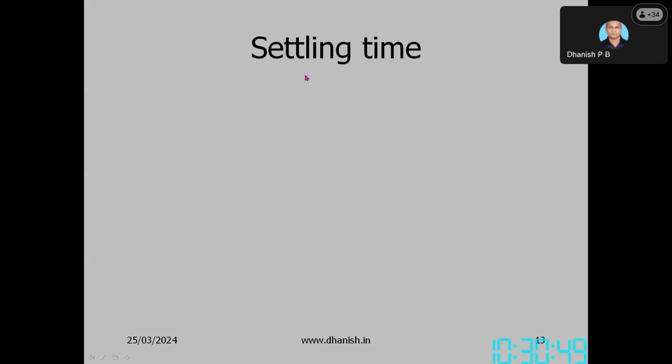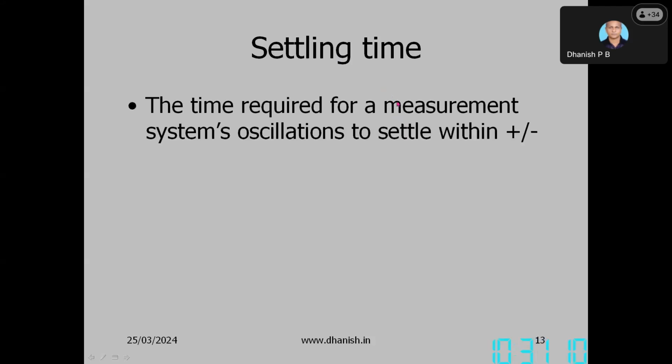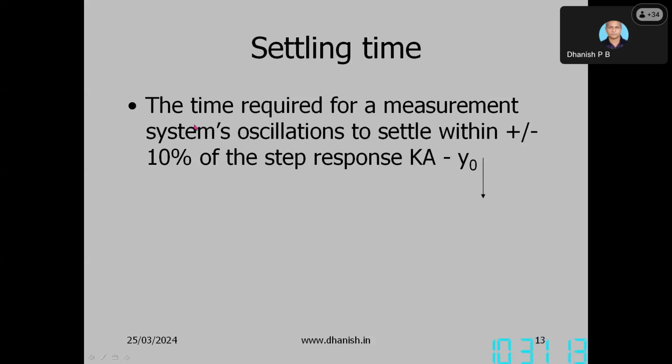And the other parameter of an instrument is settling time. We have seen that in an underdamped system, there will be oscillations. But after a short period of time, especially if there is more damping, so around 0.7 for measuring instruments, the vibrations will become very small. So when will it become lower than plus or minus 10% of the step response? The time required for the measurement system's oscillations to settle within plus or minus 10% of the step response, Ka minus Y0, is defined as settling time.